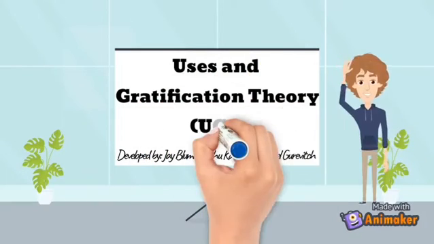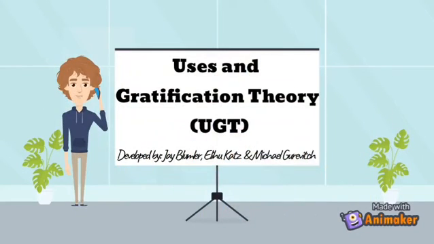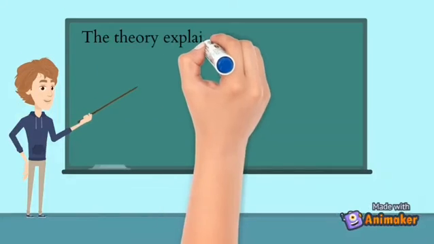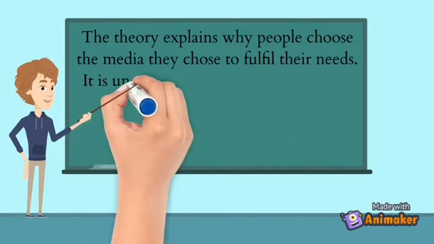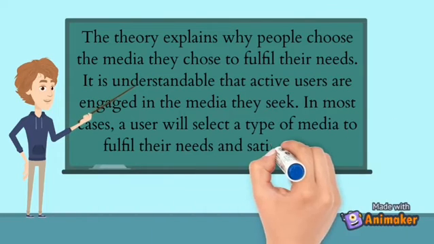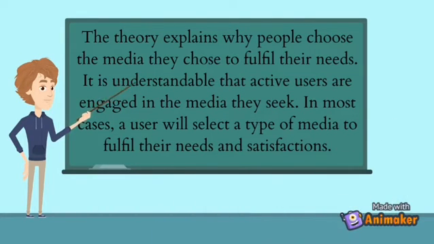Uses and Gratification Theory, UGT. Developed by J. Blumler, Elihu Katz, and Michael Gurevich. Do you know what uses and gratification theory is? The theory explains why people choose the media they choose to fulfill their needs. It is understandable that active users are engaged in the media they seek. In most cases, a user will select a type of media to fulfill their needs and satisfactions.